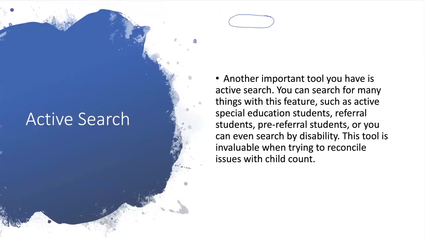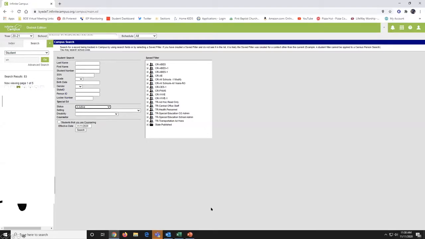So the next feature in Infinite Campus that I use almost daily is active search. Active search is a tool on the left-hand side of Infinite Campus that you can run for a lot of things. For instance, you can check how many students are active in your school, or how many students are inactive in your school with an IEP, or how many students are in referral or pre-referral. Or if you need to know how many kids have a certain disability in your county, you can even run that by school. So to do active search, you would go to the left-hand side of Infinite Campus, and instead of index, this time you're going to click on the search tab.